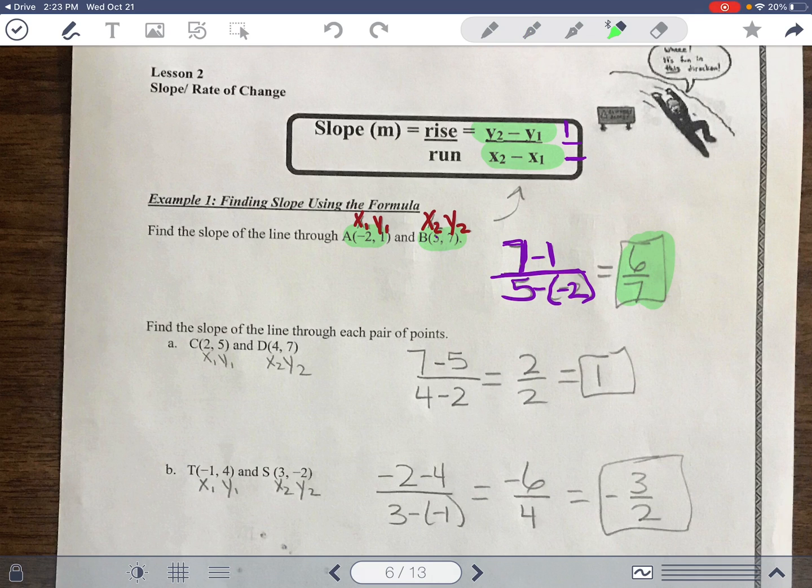So just go through these. You can practice setting them up. You want to label your ordered pairs, x1, y1, x2, y2, so you know how to substitute these back into the formula for slope. We also use the letter M to represent slope. Rise over run. All right.